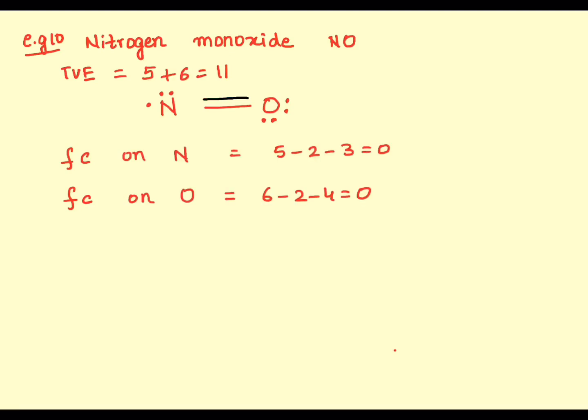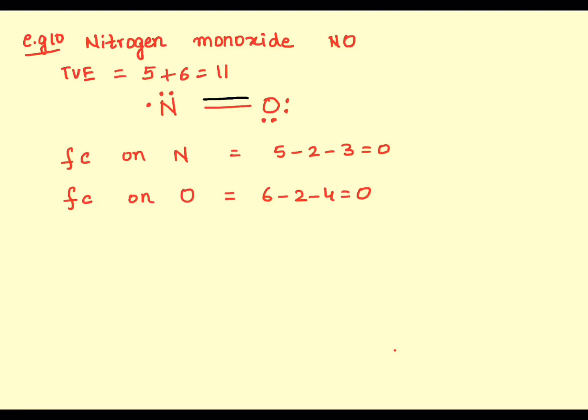On nitrogen it is 0, on oxygen it is 0. On nitrogen it is 5, that means the number of valence electrons minus the number of electrons as lone pair and minus the number of bonds. Same way for oxygen. So that means if you notice over here, the formal charge on both the atoms is 0. Satisfied, happy. It's a neutral molecule overall, not charged, right?